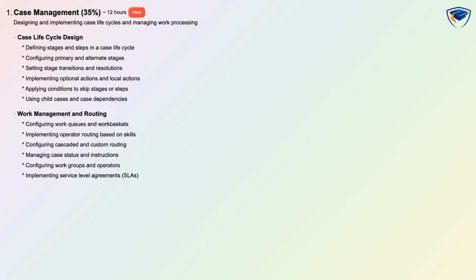Expect to implement optional and local actions, apply conditions to skip stages or steps, and use child cases and case dependencies. The work management side covers configuring work queues and work baskets, operator routing by skills, cascaded and custom routing, work groups and operators, case status and instructions, and service level agreements.